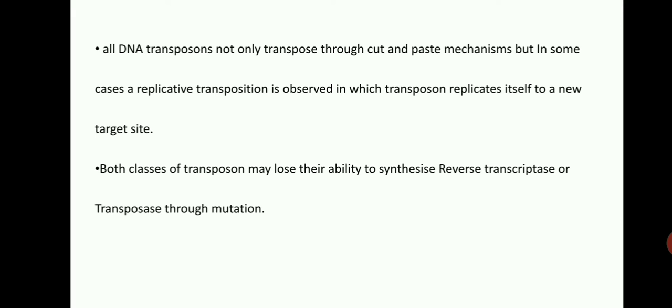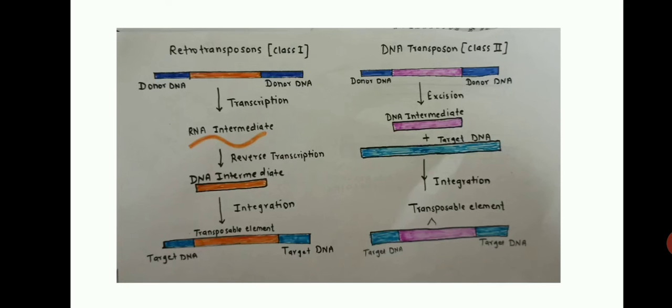So with the help of this diagram, you can clearly understand the difference between the retrotransposons and the DNA transposons, class 2. Let's see class 1 first. Here you can see the donor DNA, indicated by the dark blue color, and the retrotransposon segment, indicated by the orange color. The first step in this retrotransposon mechanism is transcription. After this transcription, the RNA intermediate gets formed.